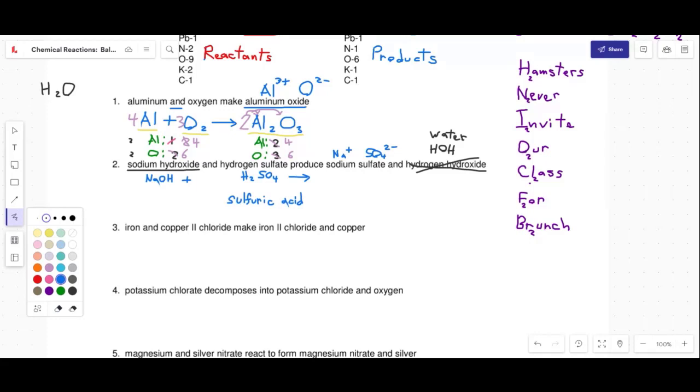So Na positive 2, SO4 2 negative? Well, not Na positive 2, but rather I need 2 sodium, so Na subscript 2, SO4, because of the two negative. Actually, it's because I need the charges to be balanced. I need 2 positive charges, so 2 sodium ions to balance with every 1 sulfate ion. And then, of course, plus water.